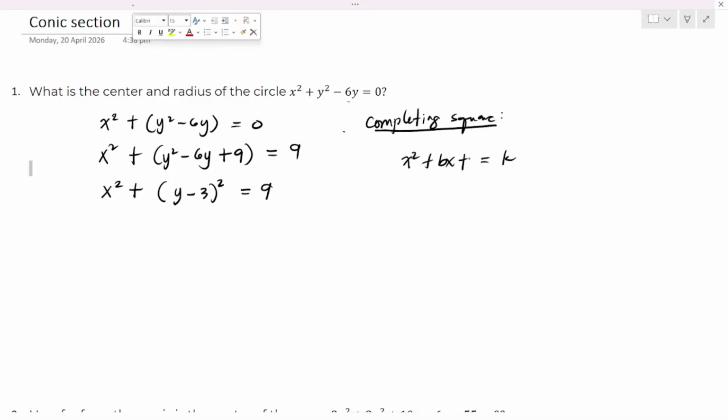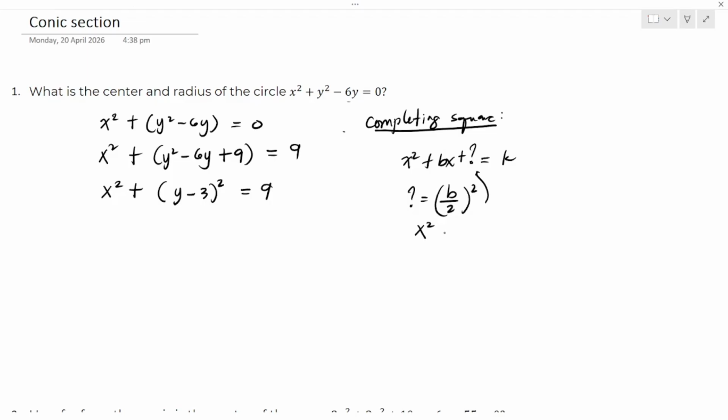What will be the third term here? Let's call it a question mark. That question mark is equivalent to b over 2 squared. That is the value we plug in here. So to complete the square, that is x squared plus bx plus b over 2 squared. If you add b over 2 squared here, you also add b over 2 squared on the other side. That's how you complete the square. That is just a recall. So for this problem, 6 over 2 is 3, raised to the power of 2 is 9. You add 9 here, you also add 9 there.